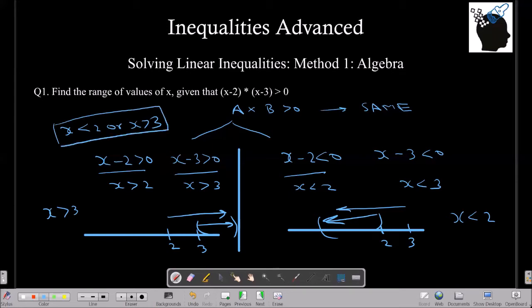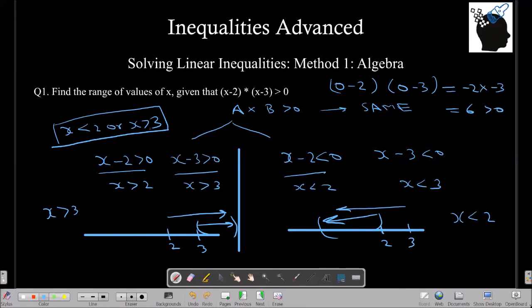Now let's try out some values in this range just to cross check whether our solution is correct or not. So x is less than 2. That means we can take x is equal to 0 and substitute in this equation to have 0 minus 2 multiplied by 0 minus 3, which is nothing but minus 2 multiplied by minus 3, which is plus 6, and we know it is greater than 0.